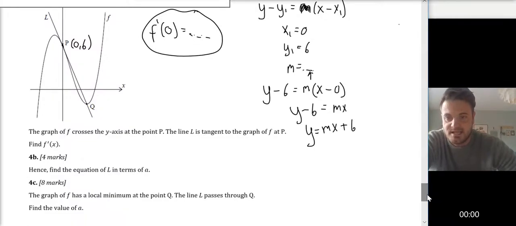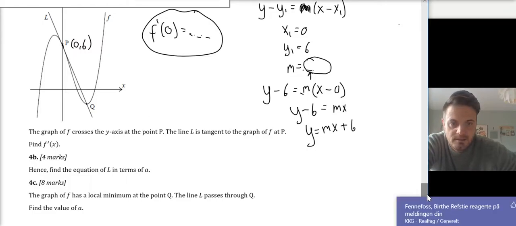And in exercise 4c, the graph of f has a local minimum point at Q. The line will pass through Q like this, and then you should find the value of A. Of course, when you calculate this, I said you should get a number here, but you should get an expression with A here, something like A, or 2A, or 4A, I don't know, anything. So there's an A in here somewhere, right? And you should find this A by this information here.